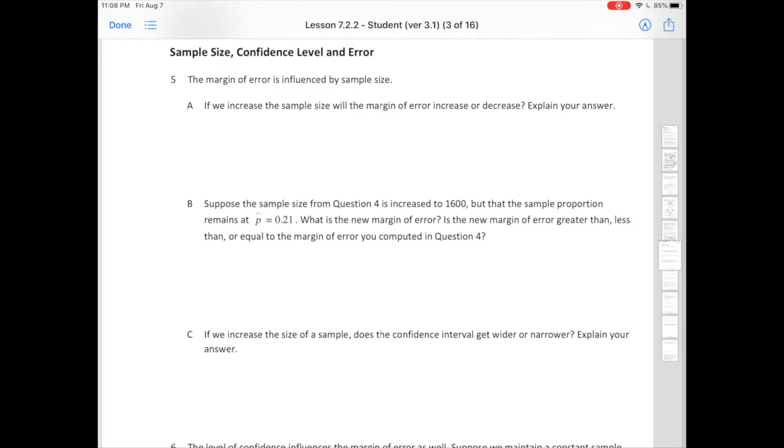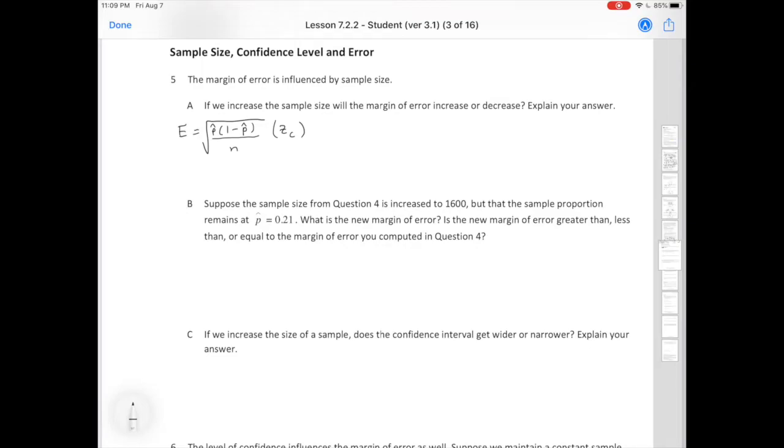Sample size, confidence level, and error. The margin of error is influenced by sample size. Part A. If we increase the sample size, will the margin of error increase or decrease? Explain your answer. Well, I want you guys to recall the formula for the margin of error, right? The margin of error looks like this, doesn't it? It looks like this, and then you have to multiply it by the critical z-score. Okay, we usually have that in front. It doesn't really matter where you put it.